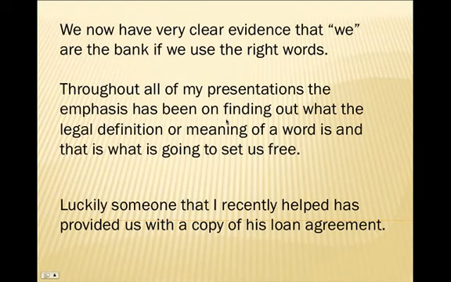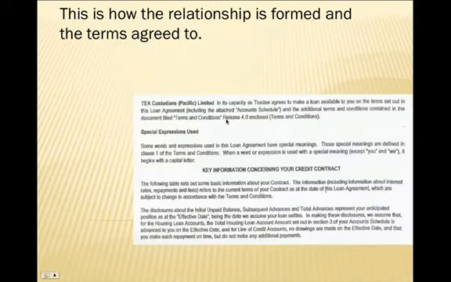And as fate would have it, someone that I just helped recently has provided us with a copy of his loan agreement. So we're going to have a look at this now and see how the relationship is formed and the terms that we agree to. Okay, so up the top here, we're looking. TEA Custodians Pacific Limited, in its capacity as trustee, agrees to make a loan available to you on the terms set out in this loan agreement, including the attached account schedule and the additional terms and conditions contained in the document titled Terms and Conditions, Release 4.0, Enclosed Terms and Conditions.